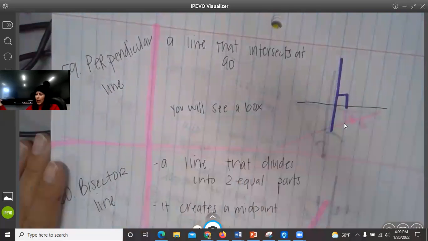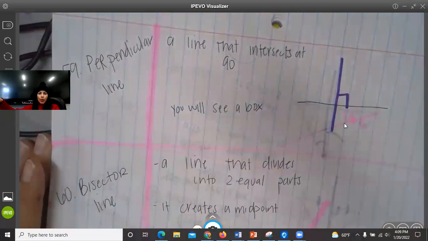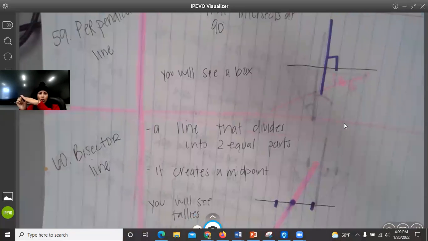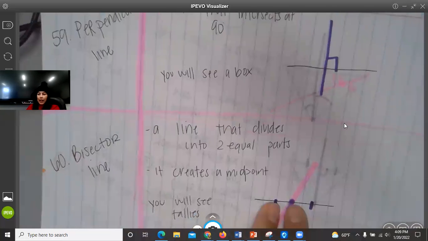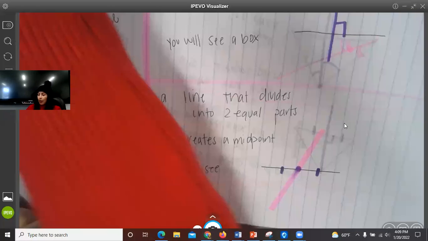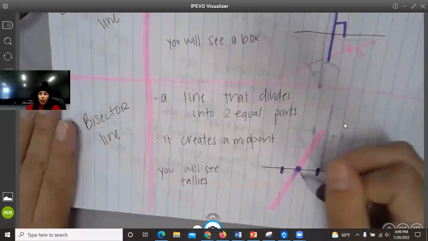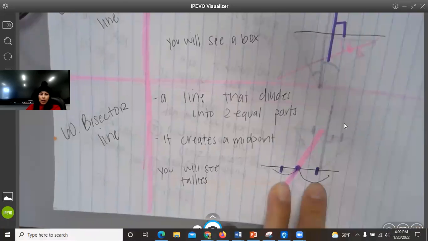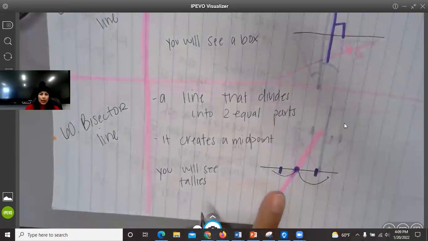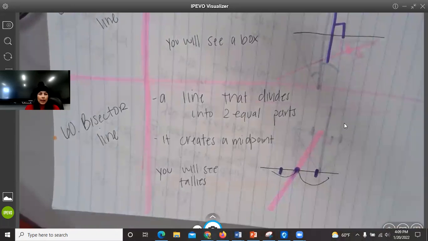Word 60 is a bisector. And so this one is something that divides something into two equal parts. So here's my line, and we're saying this piece and this piece are exactly the same size. That's what a bisector does. These two parts are exactly the same size. That's what it does. And this point right here is your midpoint. How you're going to know it's a bisector is you're going to see tallies.